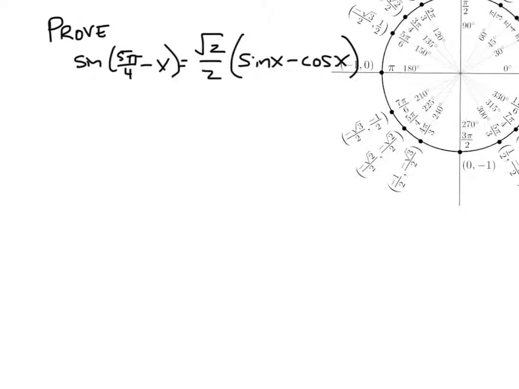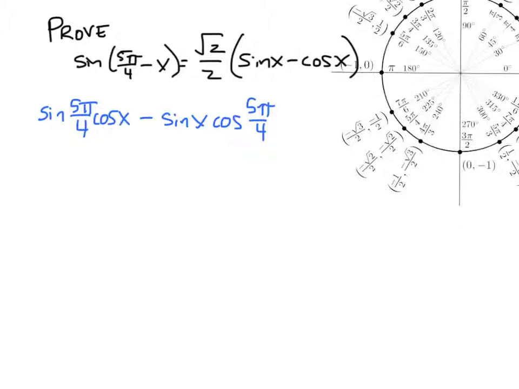Alright, finally, we're going to prove that the sine of 5 pi over 4 minus x is equal to square root of 2 over 2 times sine x minus cosine x. So this is a sine difference formula. This will be the sine of 5 pi over 4 cosine of x minus the sine of x cosine of 5 pi over 4. Okay. So this is sine of the first angle times cosine of the second angle minus sine of the second angle times cosine of the first angle.